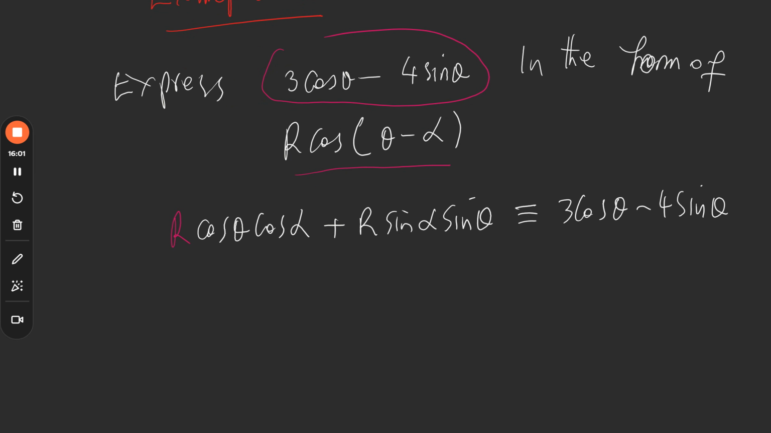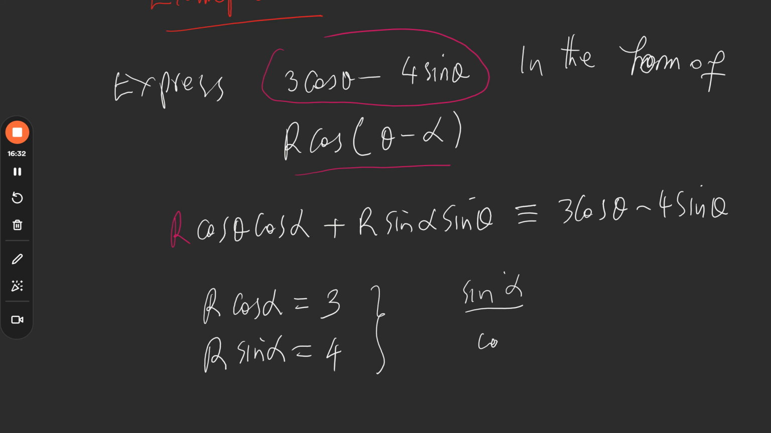So by comparison, you can see that r cosine alpha is equal to 3, and r sine alpha equals positive 4. From these two expressions here, dear students, you can see that sine alpha over cosine alpha will be 4 over 3. So tan alpha actually is 4 over 3.